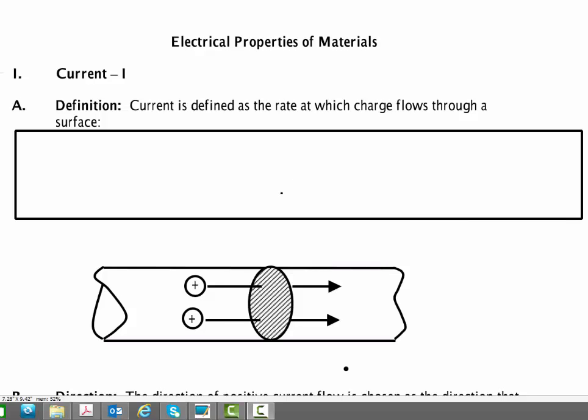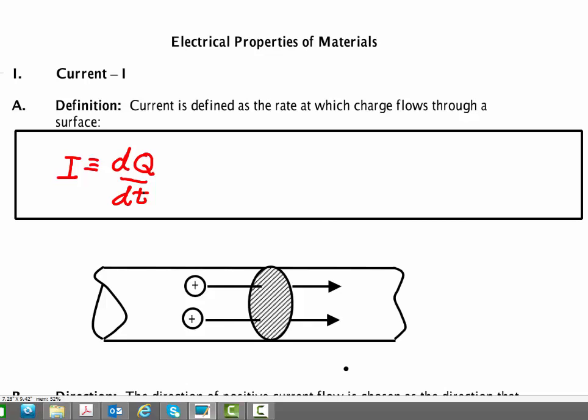We start this set of videos looking at the electrical properties of material. In particular, we're going to be dealing with classical types of materials like metals in these series of videos. We're going to start with the definition of current. The definition of current is the rate at which charge flows across a surface. So I is defined to be dQ/dt.